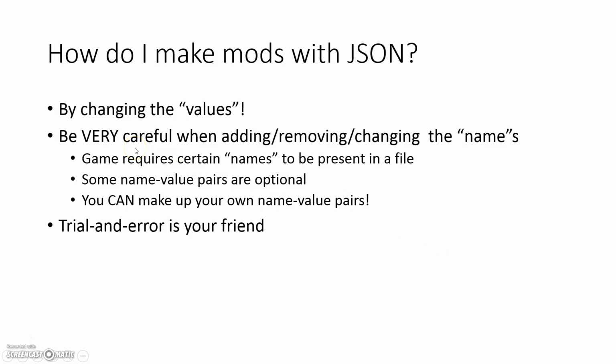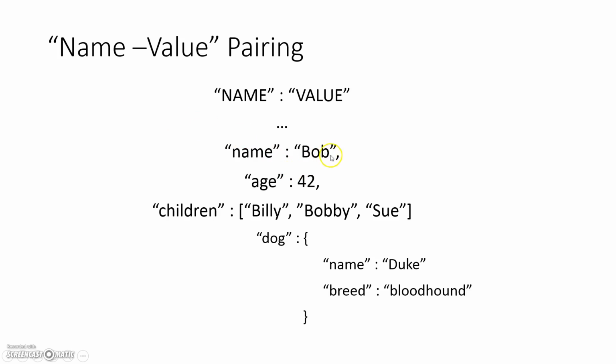You can also add, remove, or sometimes change the name side of the name value pairs, but you've got to be really careful, because the Starbound game is expecting certain name fields to be present. If I was creating this object Bob and I just took out the age field, the game would probably throw me an error, because in the creation of this person Bob, I have to have an age. It doesn't give me the option to not have an age. No person doesn't have an age unless they're dead, in which case they're probably not going to be in our person list anymore.